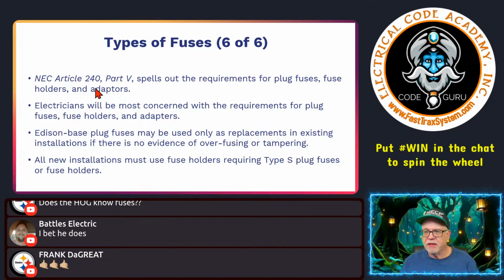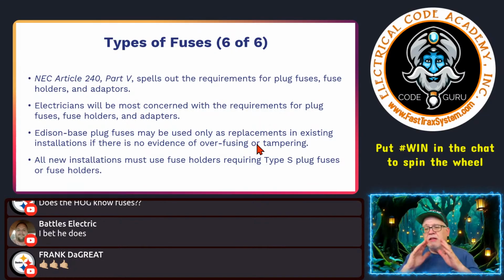Part 5, right? It says electricians will be most concerned with the requirements for plug fuses, fuse holders and adapters. Edison-based plug fuses may be used only, okay, listen, Edison-based plug fuses may be used only as replacements to existing installations if there is no evidence of overfusing or tampering. So we're not going to see any equipment made today that's going to utilize Edison-based fuse holders. They just don't make them. They do make replacements, and obviously if you're buying and using these fuses, you're going to be doing it in a replacement.